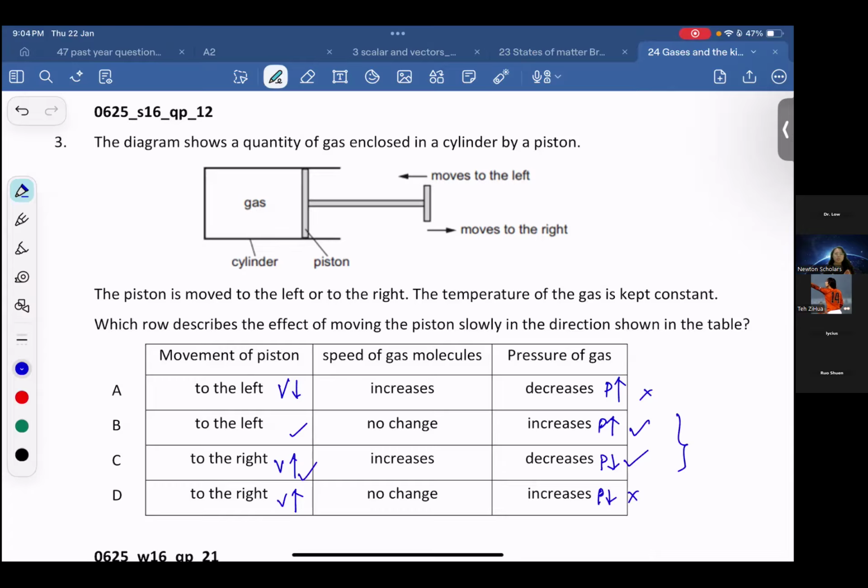Now, speed of gas molecule: no change or it will increase. The answer is, it should be no change. Answer should be B. Why? The temperature of the gas is kept constant. Temperature unchanged. That means that speed unchanged.